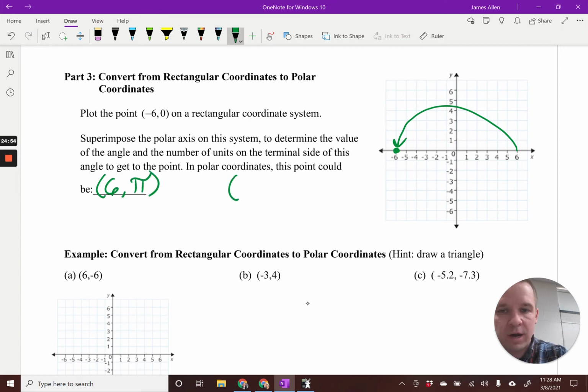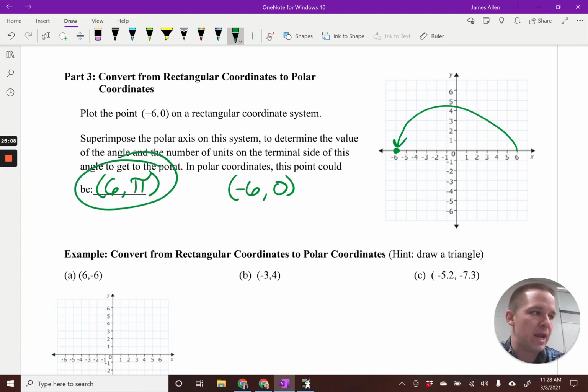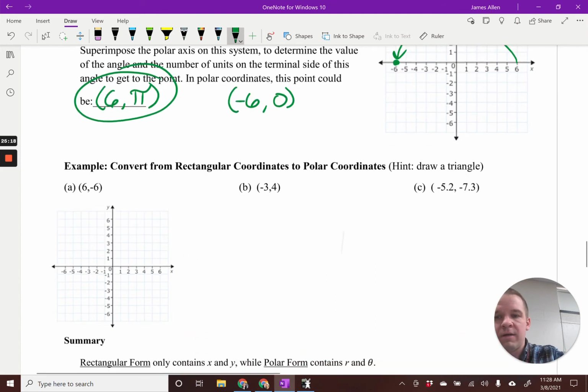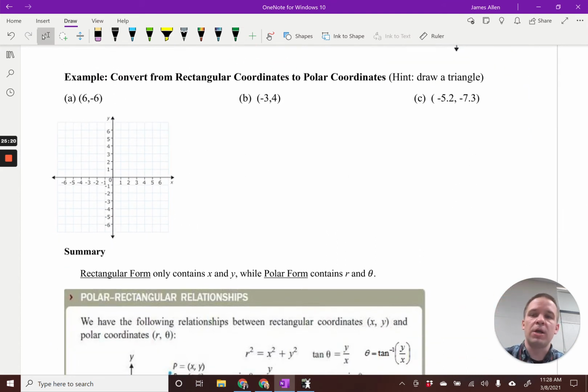You could also have negative 6 comma 0. That would also work, right? I would be right here, and then I'd reflect that away. So either one of those would work. We'll go with the first one for the main answer, as we actually rotate the angle, and then we have ourselves a positive radius from the origin when we're talking polar coordinates. Lovely, lovely. All righty, let's keep going.